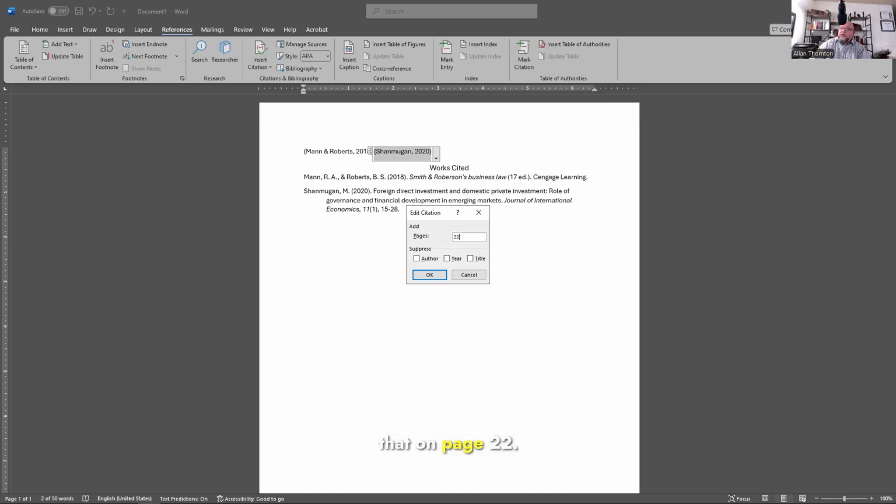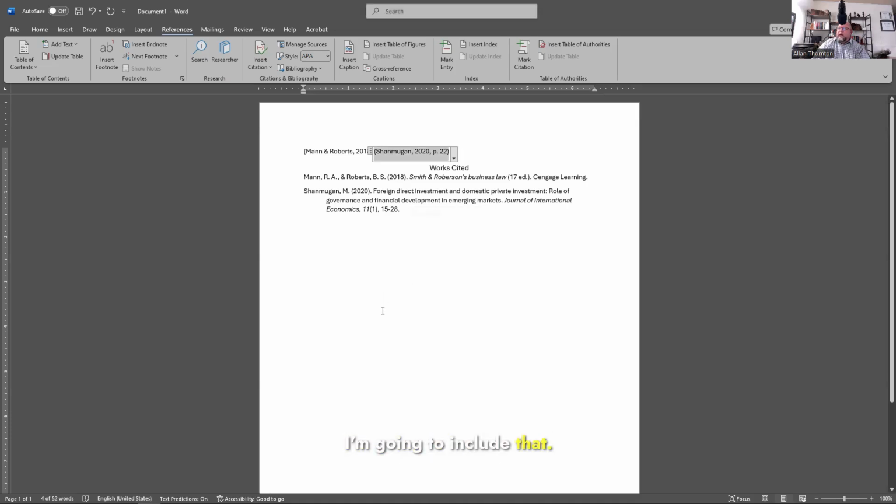So let's say I found that on page 22. I can then suppress any of that if I want to. If I want to take the author's name off of it or the year off of it, however I want to do it. But since I'm just leaving it that way, I'm going to include that. So that's from the article that the author wrote in 2020, and it's on page 22 of that article.